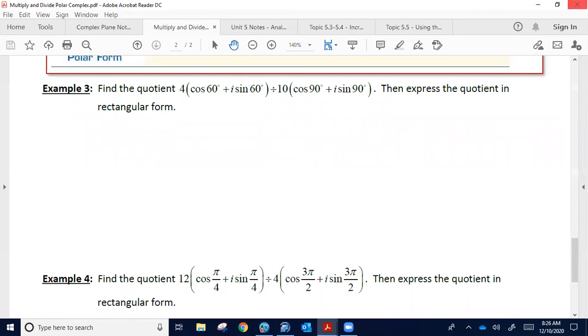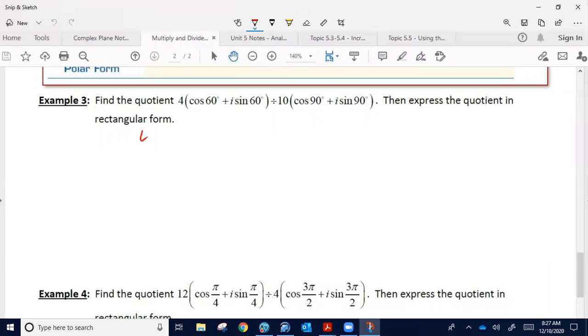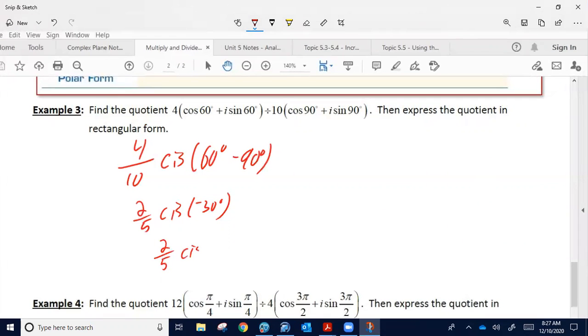So find the quotient. 4 cosine 60 degrees plus i sine 60 degrees divided by 10 cosine 90 degrees plus i sine 90 degrees. This would be 4 divided by 10. Divide the radiuses. CIS is the shorthand way for polar complex of 60 degrees minus 90 degrees. Go left to right, like reading a book. So that would be 2/5 CIS -30 degrees. We tend again to want to be between 0 and 360. So I can add 360 to that and get 330 degrees. So that would be a polar complex.